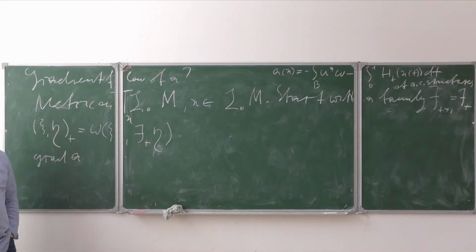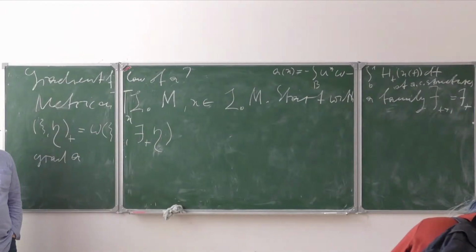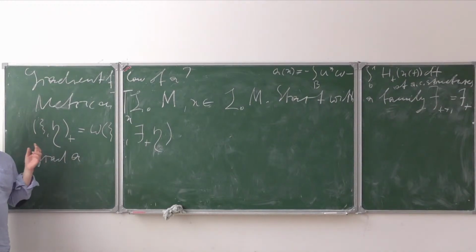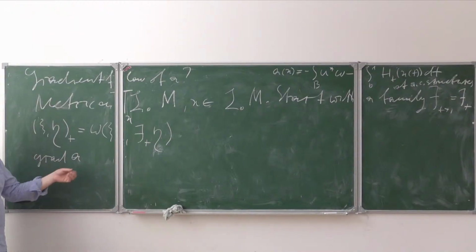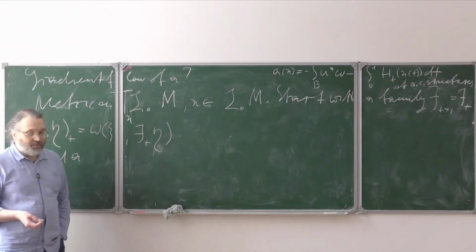Yes. So the scalar product with the gradient, I don't know how to pronounce it correctly. Anyway, the gradient is a vector such that the scalar product with this vector is the same as the differential of the function.